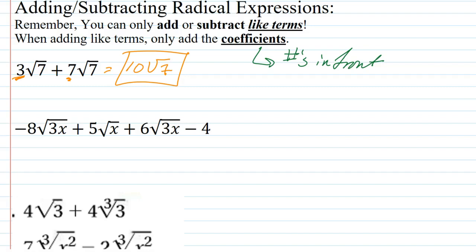Now for the next one, I have a whole bunch of different numbers. So what we want to do is look for our like terms. Our like terms have the square root of 3x. The square root of x is different than the square root of 3x, and the 4 has nothing. So we're going to combine those like terms, and then the other 2 terms cannot combine, so we leave them alone.